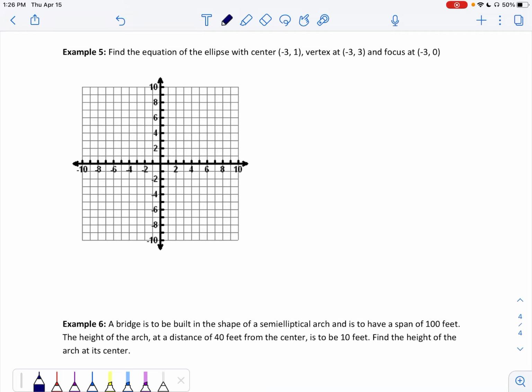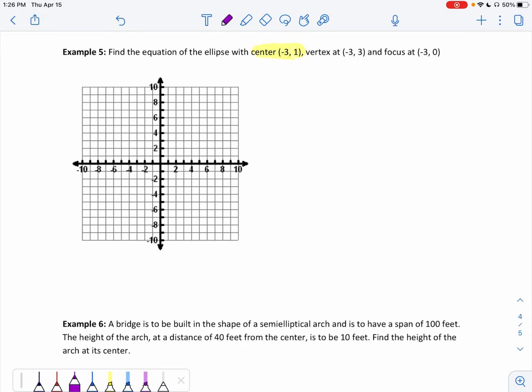All right, guys, so let's look at a couple more quick examples of ellipses. So example 5, this is one where we're kind of going backwards. We're given information and we want to try and put it together to form an equation. All right, so let's see what it tells us. So the first thing it says is we have an equation of an ellipse with its center at -3, 1.